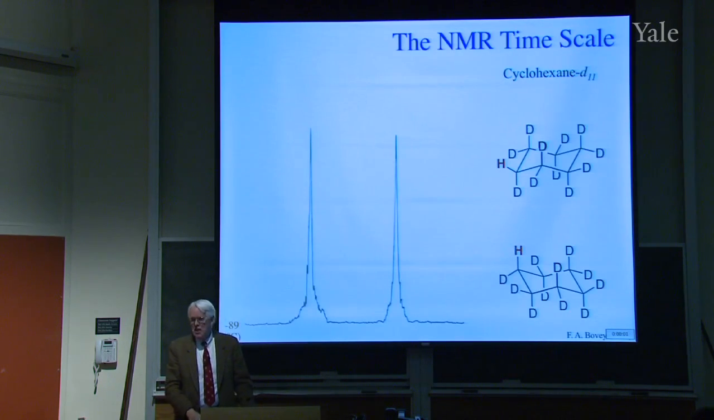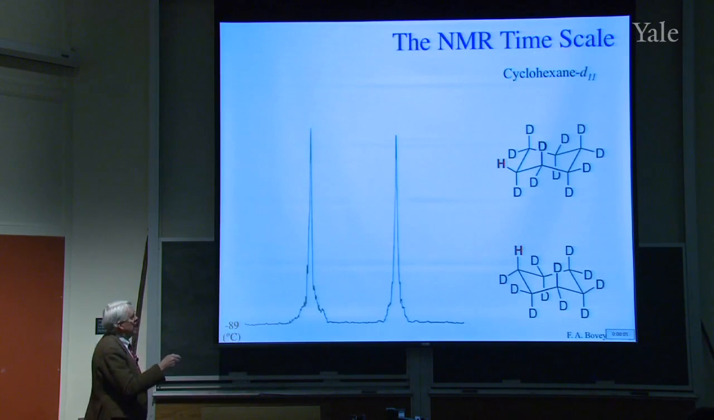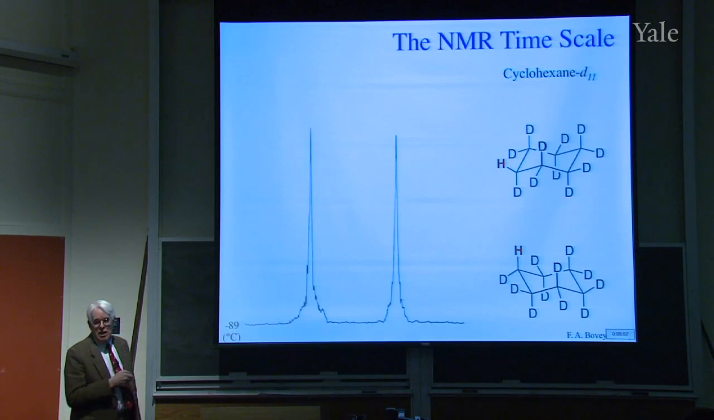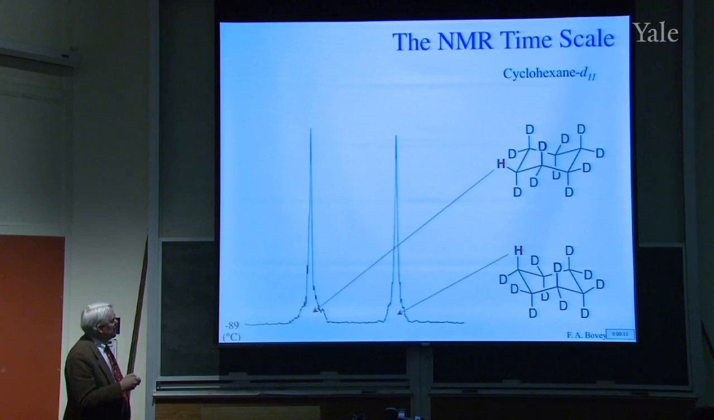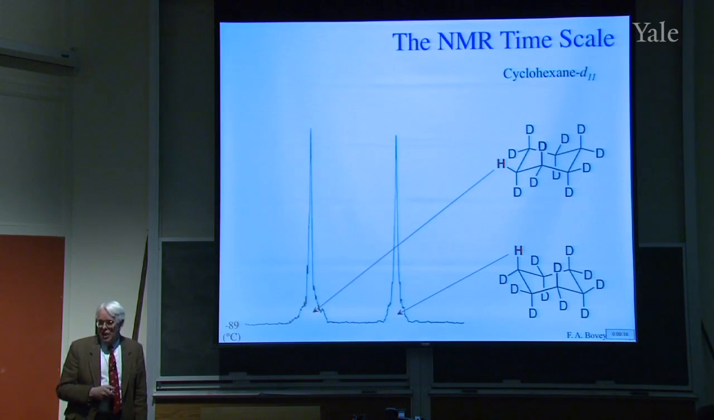Okay, so this gives rise then to what's called the NMR time scale. Now suppose you had cyclohexane-d11. It gives this spectrum, right? It gives a spectrum for axial and equatorial hydrogens, right?